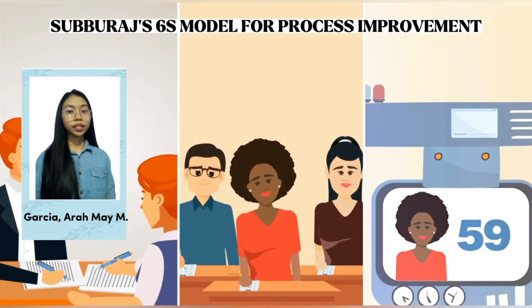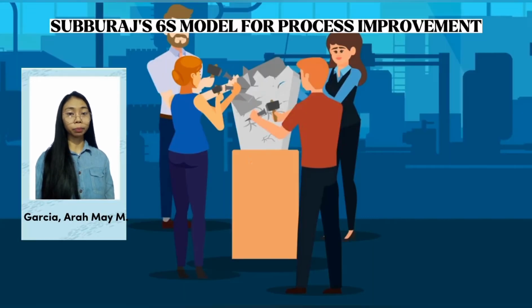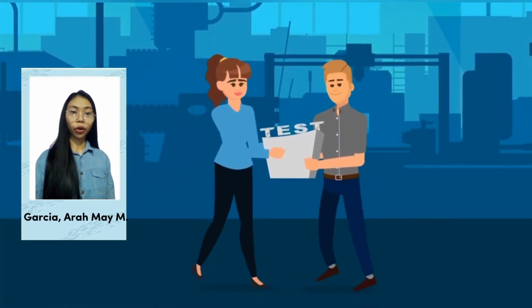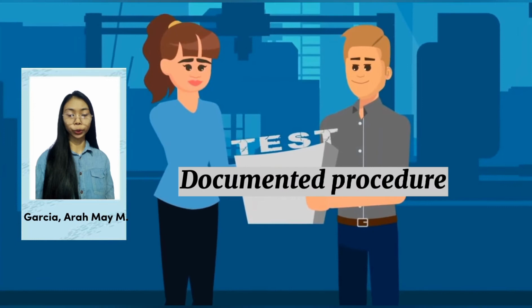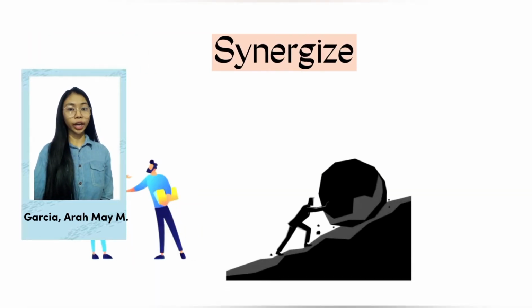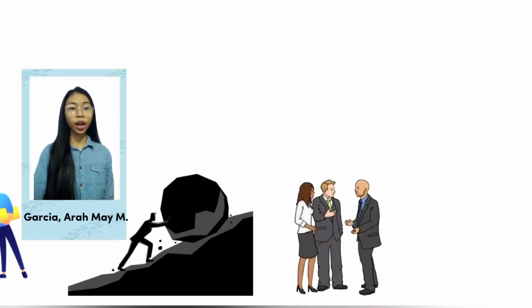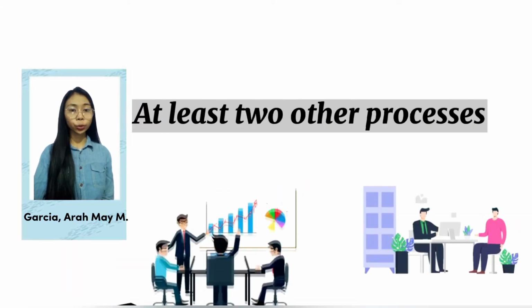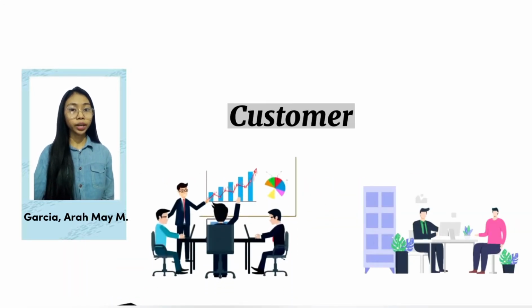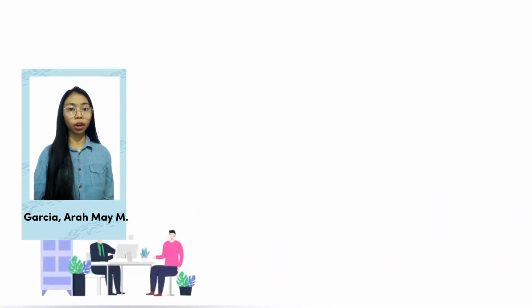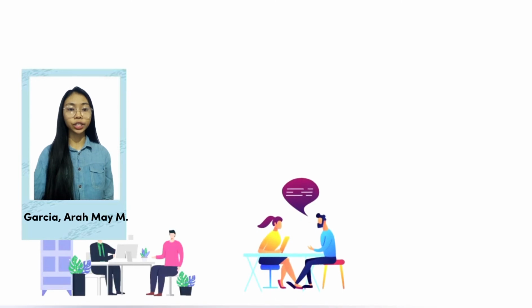Standardize. Standardization essentially permits performing the process in the same way by every employee at all times. Therefore, it requires a documented procedure. And for the synergize, no process is a standalone activity in any organization. A process may interact with at least 2 other processes, the customer and the supplier processes. Therefore, it is important that the effect of provision on other processes is checked.